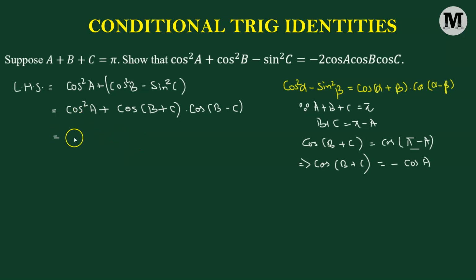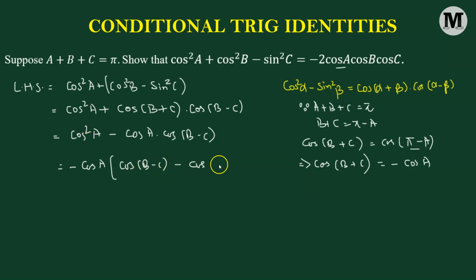So now we will have the first term cosine squared a added to, now cosine of b plus c can be replaced with negative cosine of a multiplied by cosine of b minus c. Now as we can see on the right hand side we need the product of cosine a, cosine b and cosine c. So here we can take cosine of a as the common factor from both of the two terms, but we also need a negative sign. So we're going to take negative cosine of a as the common factor, which means that the second term will become positive. So we have cosine of b minus c, and the first term becomes negative cosine of a.